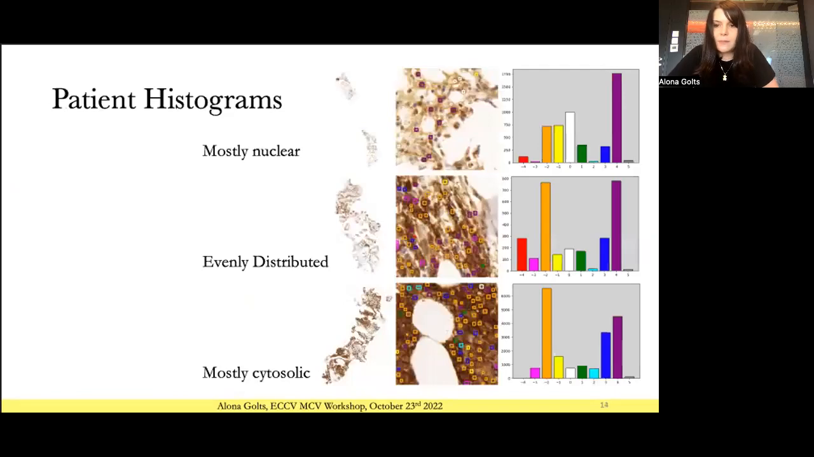Finally, we started from our final goal of creating a patient-specific cell profile to be used for diagnostic purposes and treatment planning. Here we see 3 slides for patients with an increasing gravity of multiple myeloma. In the first, the cells are mostly nuclear, as can be seen in the histogram, whereas in the bottom, there is a large amount of cytosolic cells, implying the disease may be harder to treat.